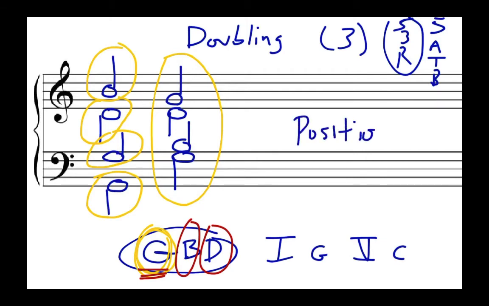Chords can be in open or closed position, and it's simply this: an octave or more between the soprano and the tenor is called open position, and less than an octave between the soprano and the tenor is called closed position. So whenever you're voicing a triad, let's do another one.